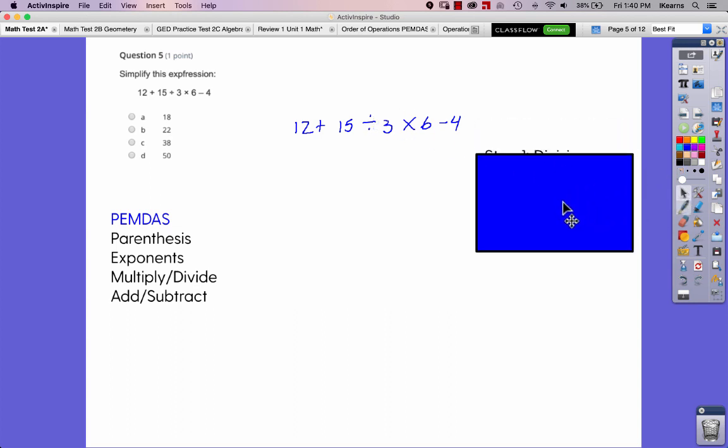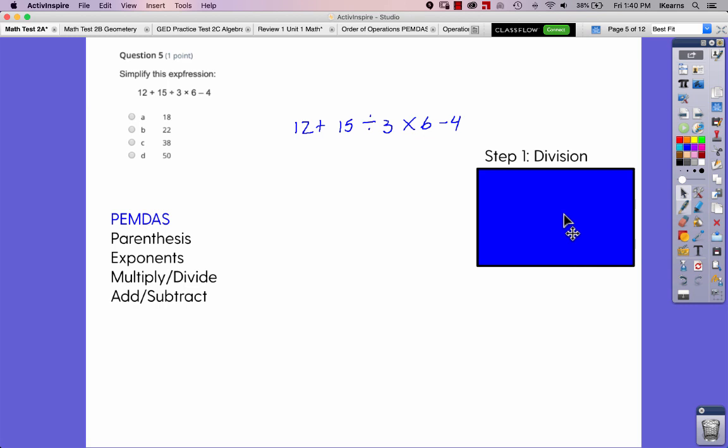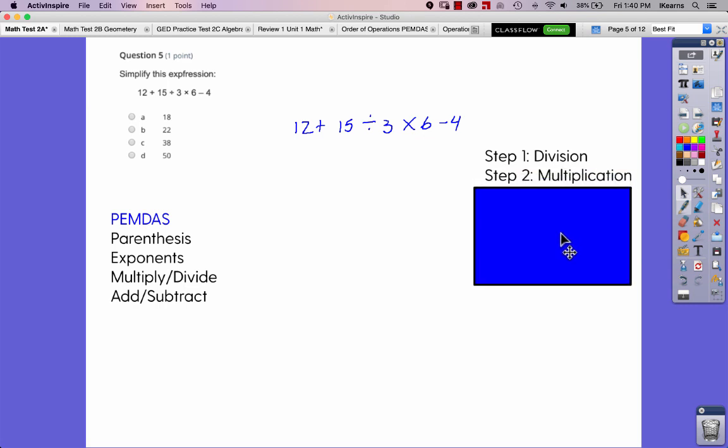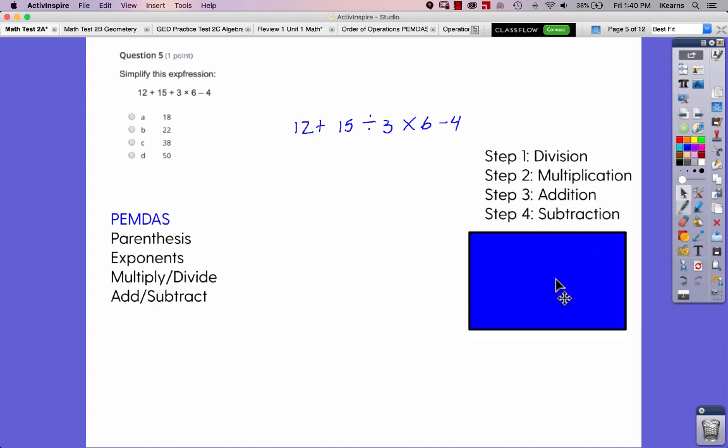These are the steps we're going to take. First thing we're going to do is division, the 15 divided by 3. And then we're going to multiply that answer, which is 5, times 6. Then we will do addition. Then we'll do a subtraction. So let me show you this whole thing. So again, first step is division. 15 divided by 3 is 5. Okay, so there's your division.